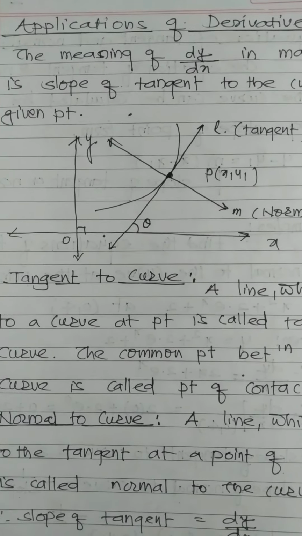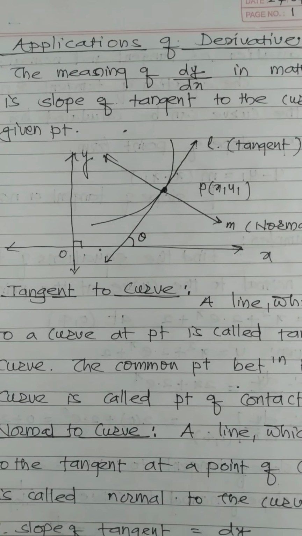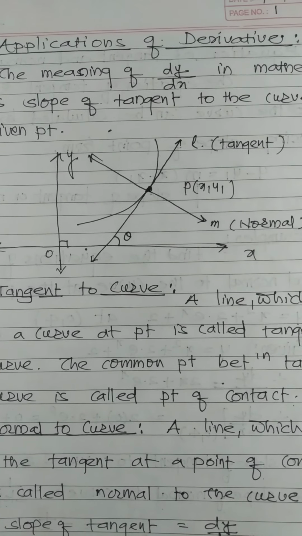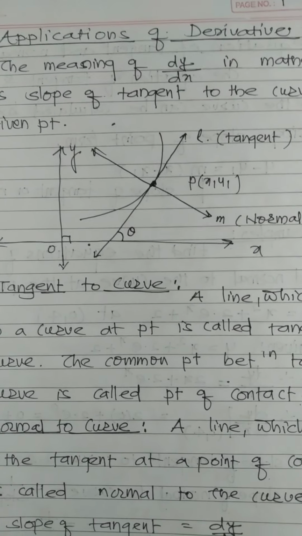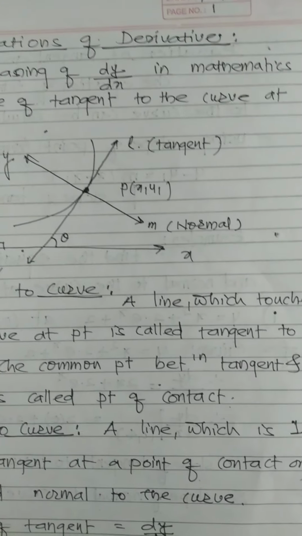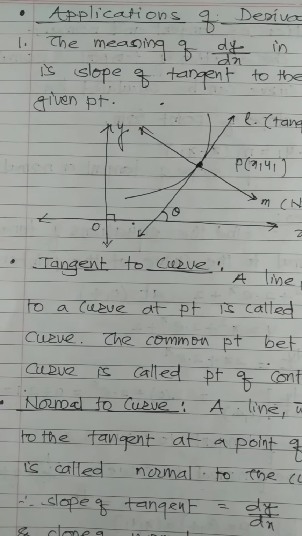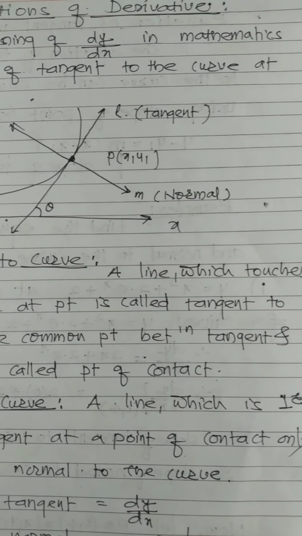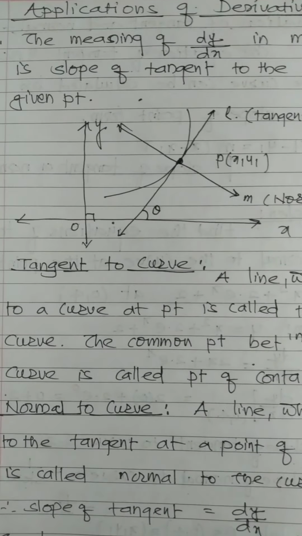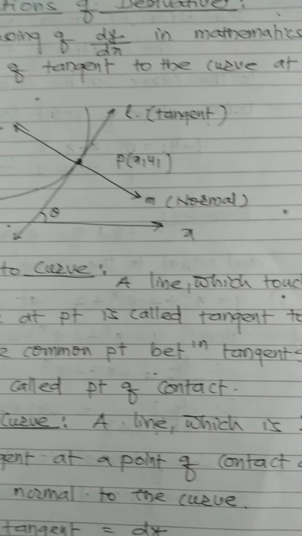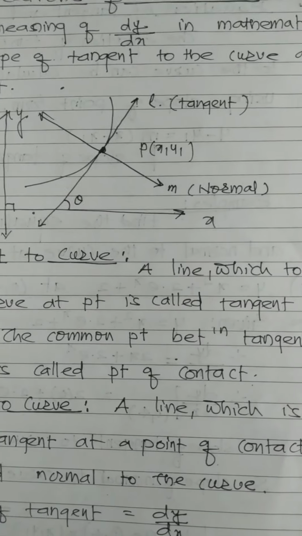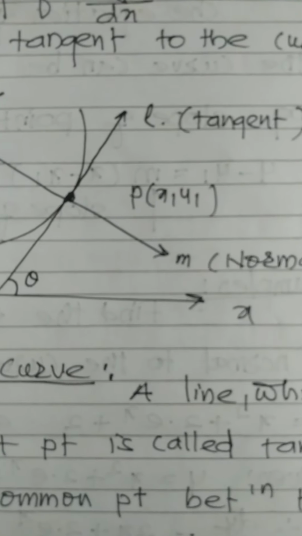As far as that curve is concerned, suppose line L is tangent to the curve at point P(x1, y1). You know the definition of tangent: the line which touches the curve at a point is called the tangent to the curve, and the common point between the tangent and the curve is called the point of contact. So here P is the point of contact.